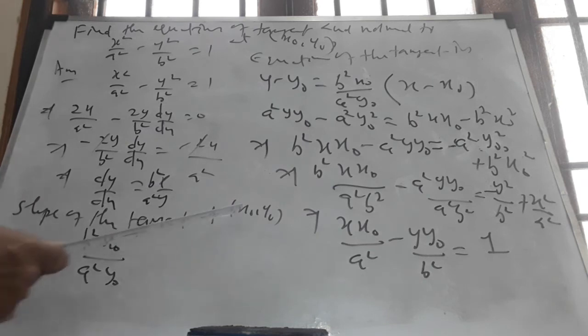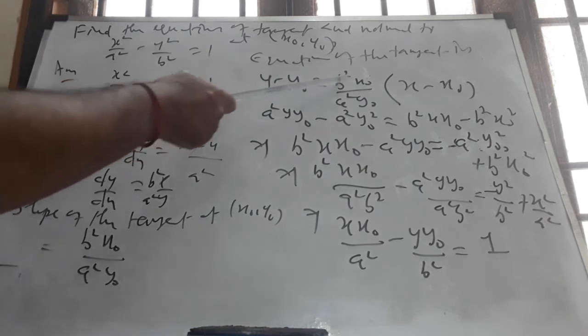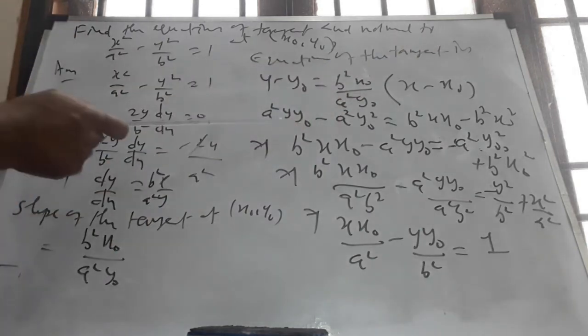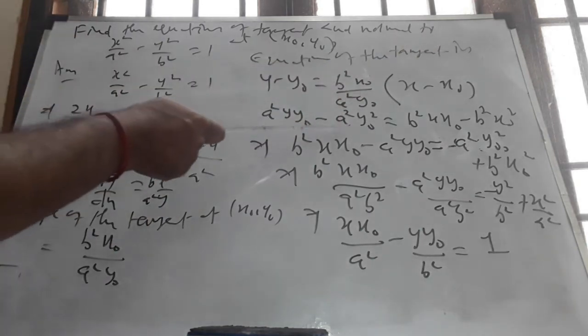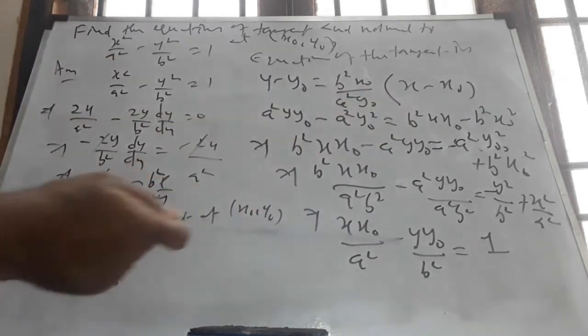The slope of the tangent at (x naught, y naught) becomes b square x naught by a square y naught. Now for the equation of the tangent: y minus y naught equals b square x naught by a square y naught times x minus x naught. Cross multiplying, a square y naught minus a square y naught square equals b square x naught minus b square x naught square.